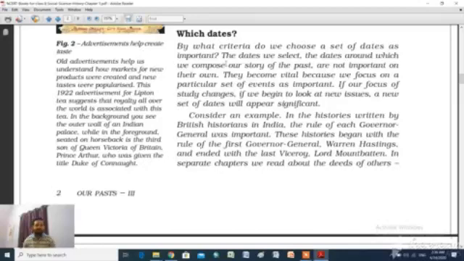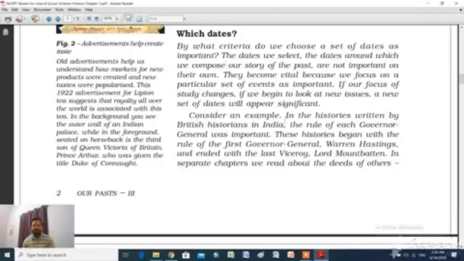For example, you always remember your birthday, you remember the festival that you celebrate in your home, but your neighbors and your distant relatives do not remember all your events. They remember their birthday, their festival. So for writing history, the historian mentions dates of their own interest.